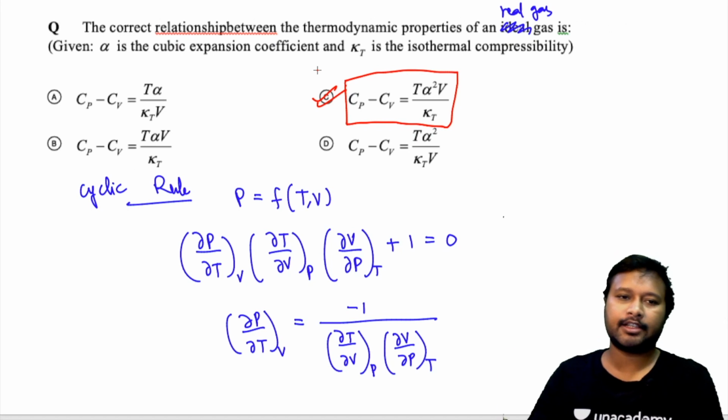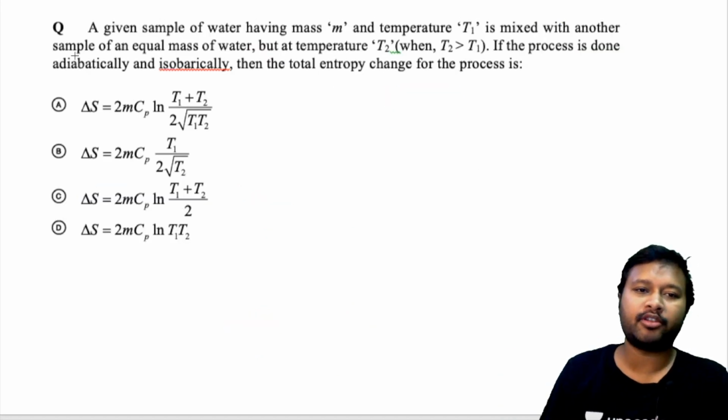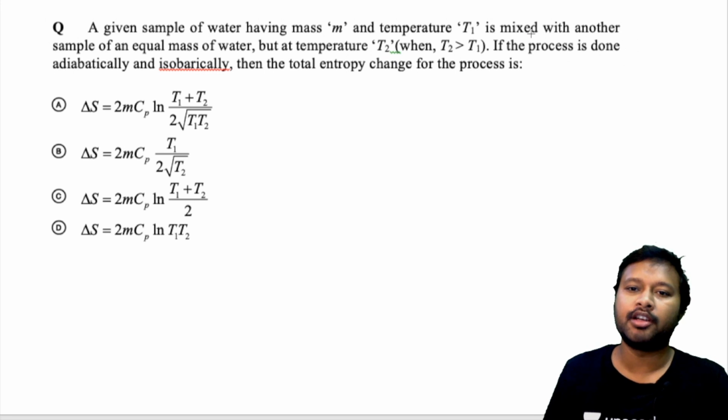All right, guys, let's go to the next question. Let's talk about this particular question. It says that a given sample of water having mass m and temperature T1 is mixed with another sample of equal mass of water but at temperature T2, where T2 is greater than T1. If the process is done adiabatically and isobarically, then the total entropy change for the process is.